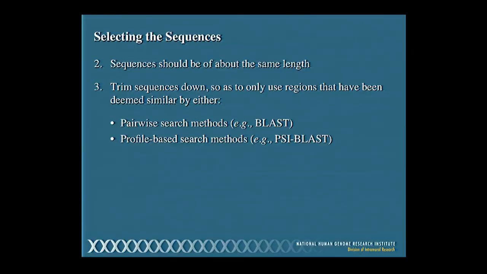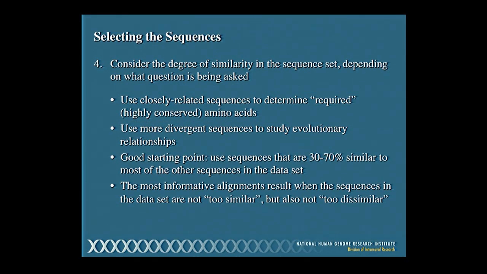You can safely get rid of the N-terminal ends, safely get rid of the C-terminal ends, and come up with the alignment that you want. If you don't already know that there's some business going on in both those, either the N-terminal or C-terminal ends. Okay. All right. The degree of sequence similarity.